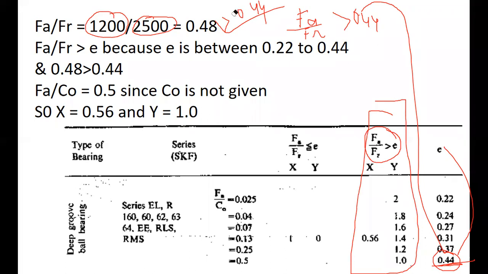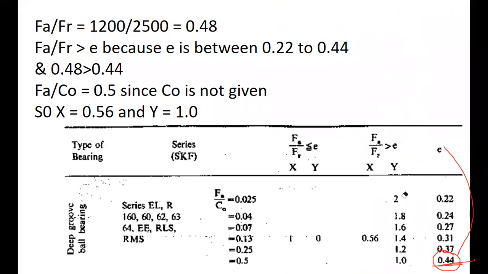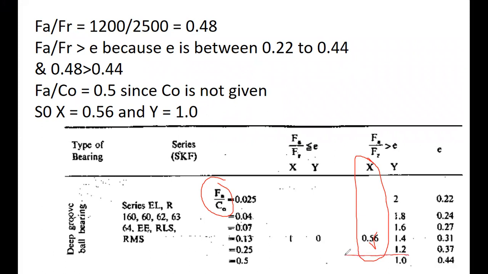Now, when you notice this table, first thing which you definitely understood is that X value is common everywhere, which is 0.56. But what about Y value? For that, you have to see FA upon CO. But CO is not given, right? So if CO is not given, you can find out from bearing number from design data book. But here bearing number is also not given. Then you will take this last line, which is X is 0.56 and Y is 1. So we will take Y as 1. So we found out our X and Y values.